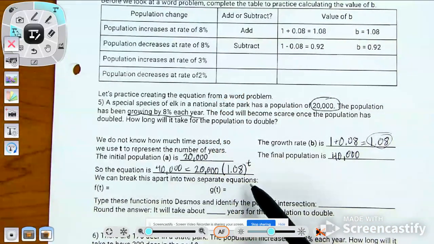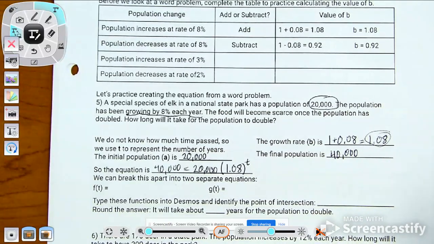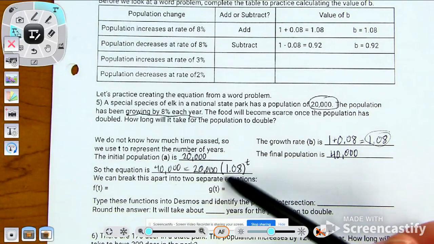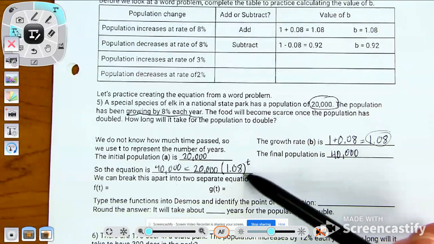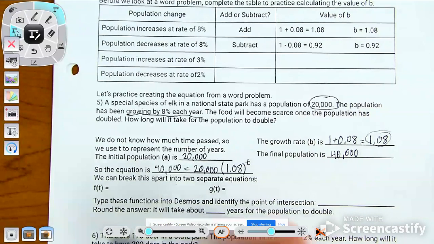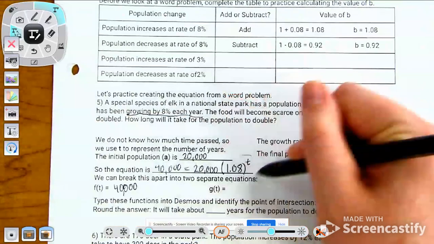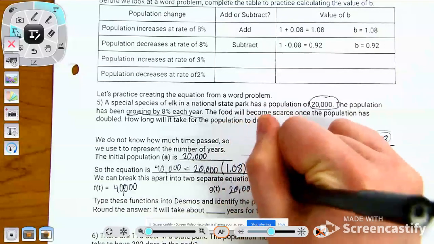So we have an exponential equation, and we can solve it one of two ways, either using method 1, graphing, or method 2, where we try to get the same base on both sides. However, that would be a pain to do because we don't like working with bases that have decimals in them. So instead, we're going to opt to use method 1, where we graph. To do that, we have to split it apart into two separate equations. One of my functions will equal 40,000. The other will equal 20,000 times 1.08 to the power of t.